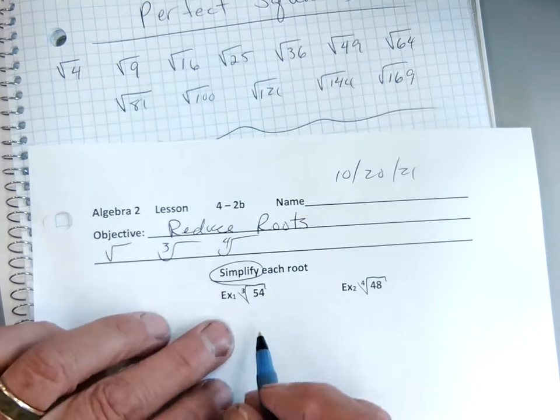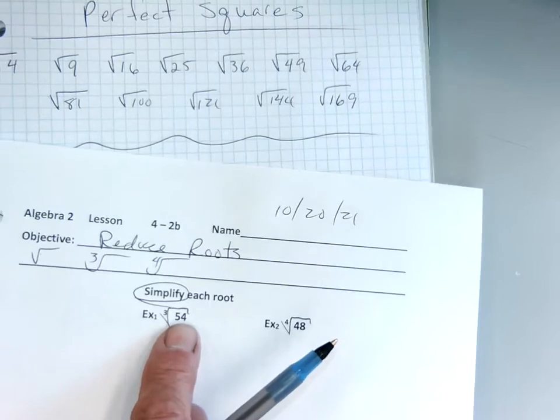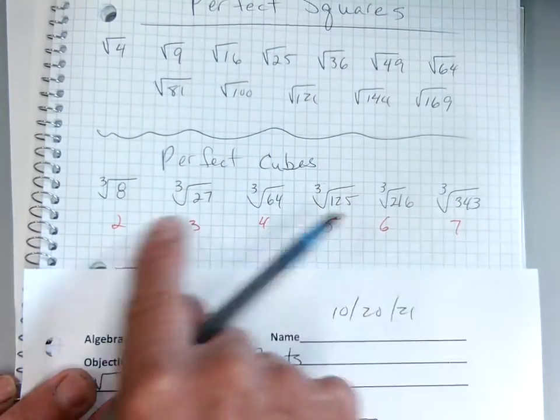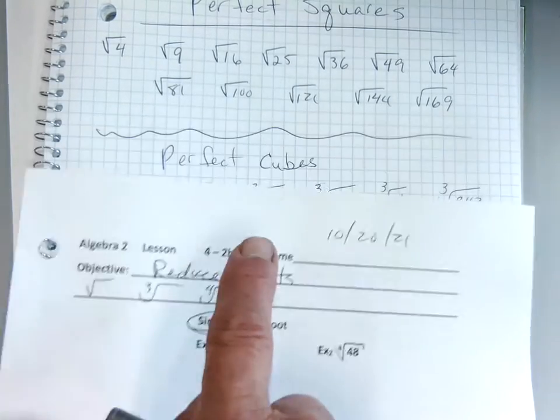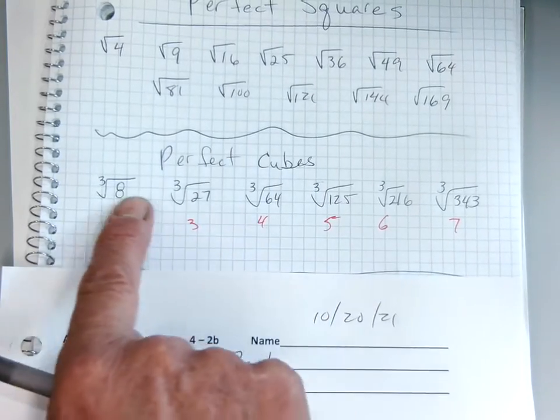So in example 1, it's a cube root. So then the question is, what times what makes 54? But you've got to look at these numbers. These are the perfect ones. These are the ones we want. So what times what makes 54? Look at these numbers. Do you see a number here that would work? Nope. Anybody?